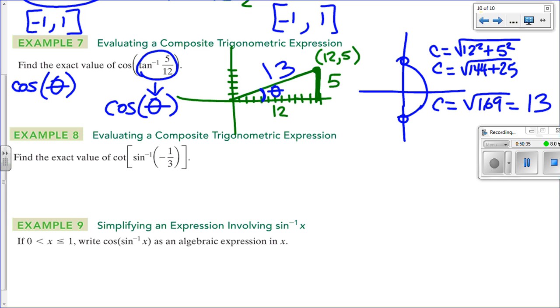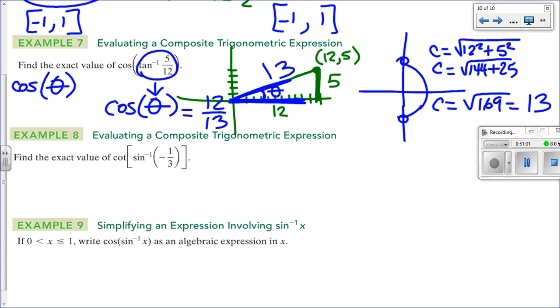That's it. Now, can we answer what is the cosine of theta? Theta is adjacent over hypotenuse. So that will be 12 over 13. Okay. The hardest part here is to get the drawing right, to get it in the right quadrant. Let's do the next one.